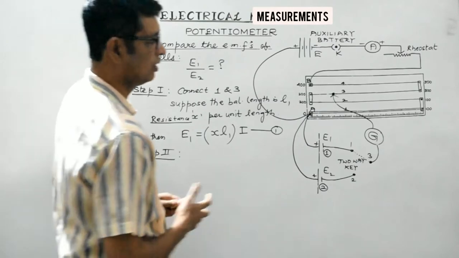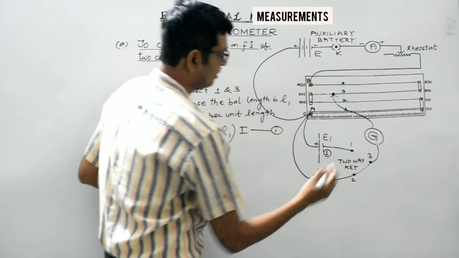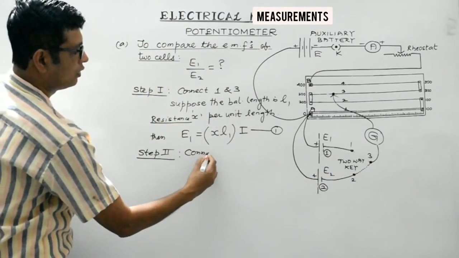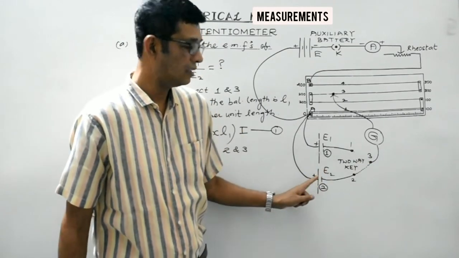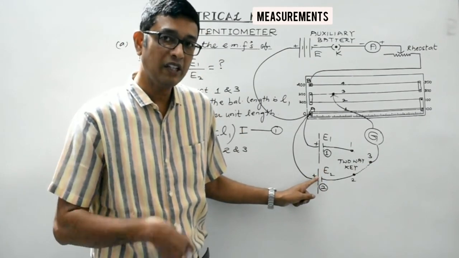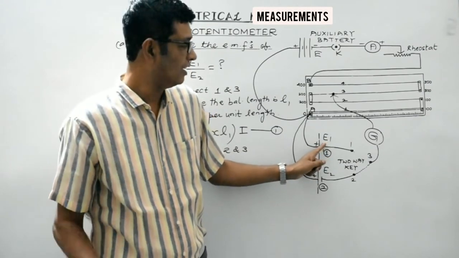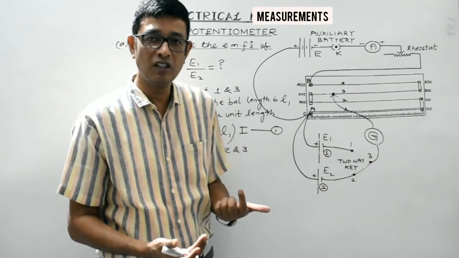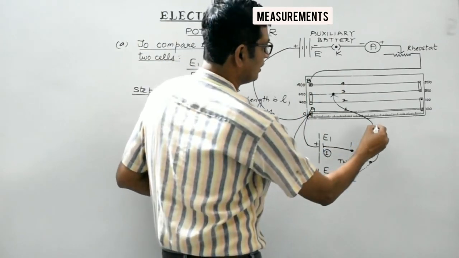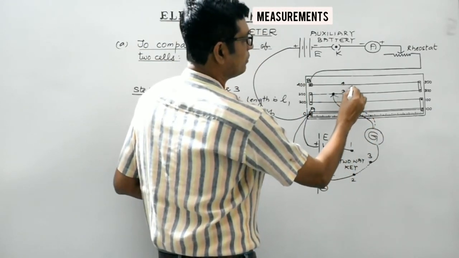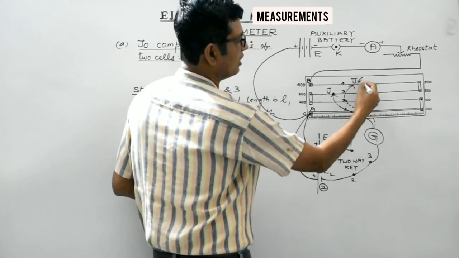Now what to do is, 1 and 3 are disconnected and 2 and 3 are connected like this. It's a two-way key. So when we connect 2 and 3, then the cell of EMF E2 will be included in this circuit. The cell of EMF E1 will have no role to play, isn't it? So in this case, the balancing point will get altered. Again, you slide the jockey over the standard resistance wire. Suppose in this case the balancing point is obtained here. Earlier it was here and now it is here.